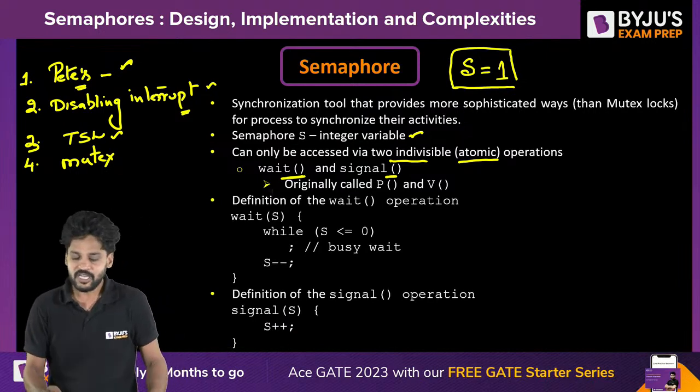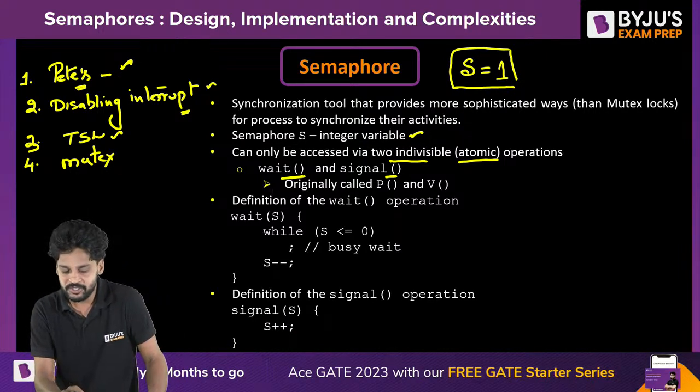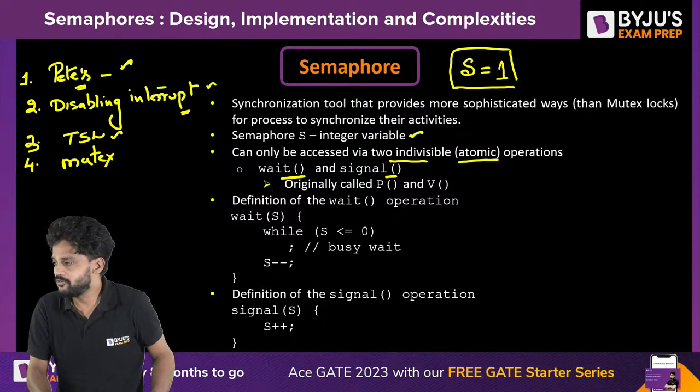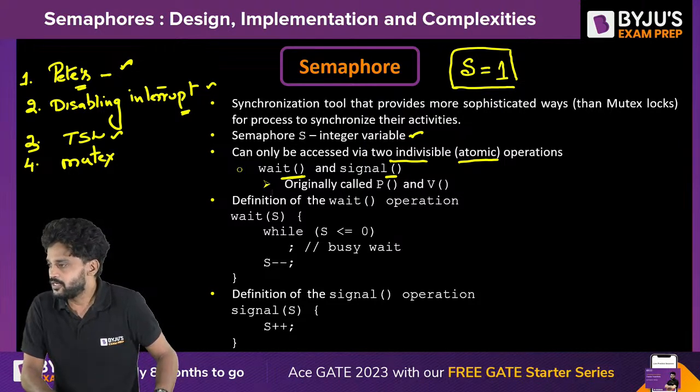Now, let us have a look at the definition of the wait operation and a signal operation. Are you with me? Yeah. Krishna, Chitra, Harshita. And anybody else? Chanchal. Hi, Chanchal.